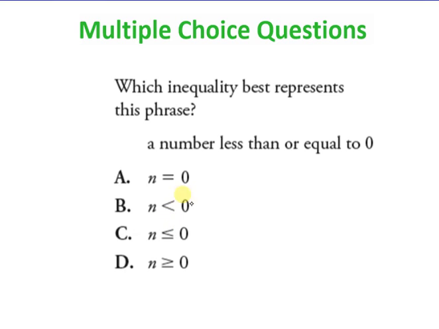All right? Number 2, which inequality best represents this phrase? A number, I'm going to use n because it looks like that's what they use, less than or equal to, so that's our symbol, 0. And again, as long as you do your annotations up there, it's going to lead you right to C.